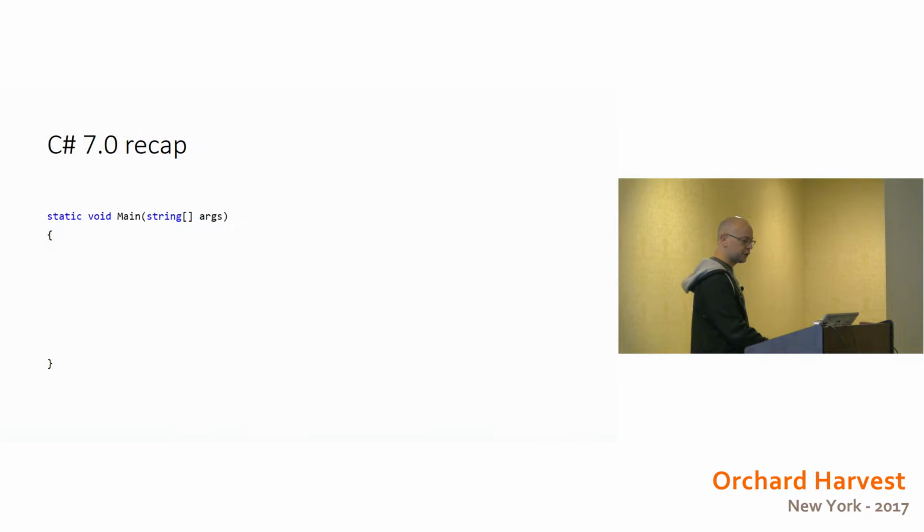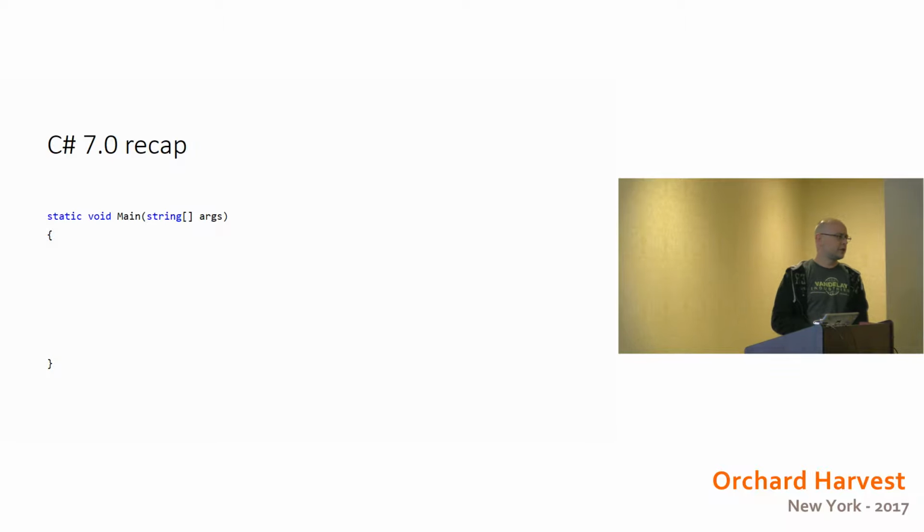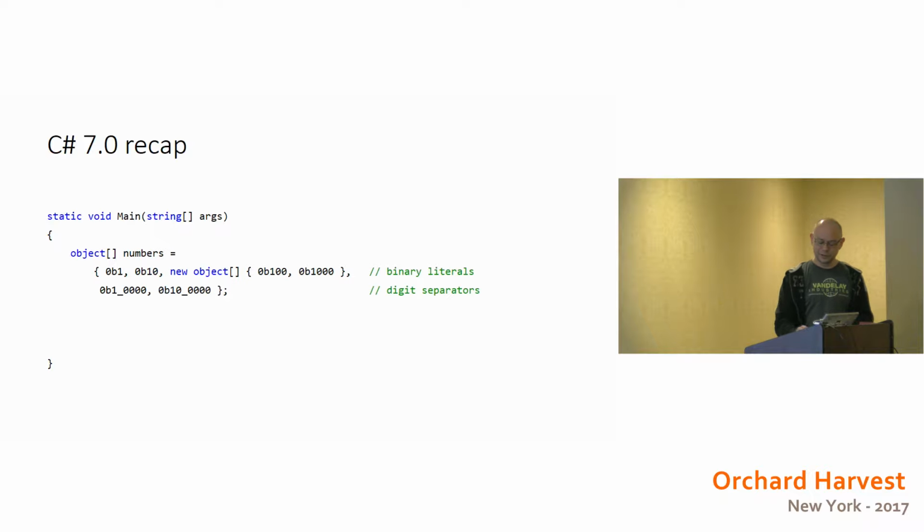All right, so let's look at some of the features. C# 7 is actually out there. You can use it. You know that, right? So let's look at some of the stuff that it provides. This is a pretty minor improvement, but the times when you need it, it's actually useful. We have binary literals now, and digit separators, so you can just put underscores in your numbers and they look nicer.